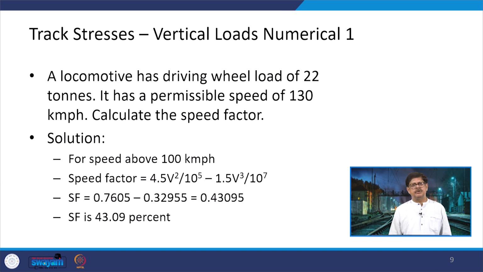Now, just look at one of the numericals here. A locomotive has a driving wheel load of 22 tons. It has a permissible speed of 130 kilometers per hour. Then we have to calculate the speed factor.